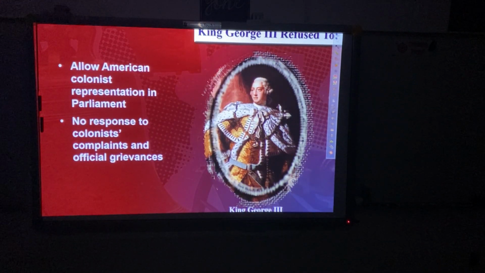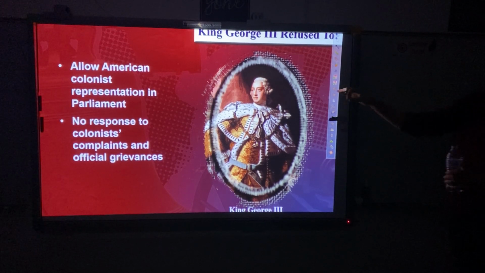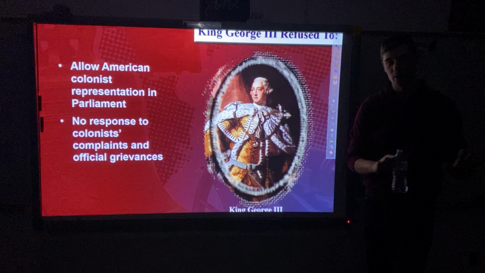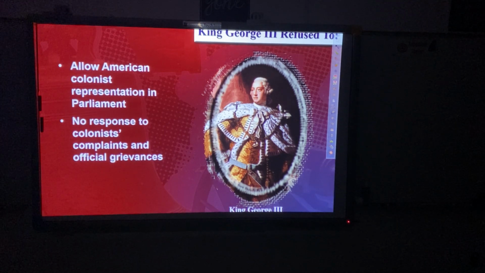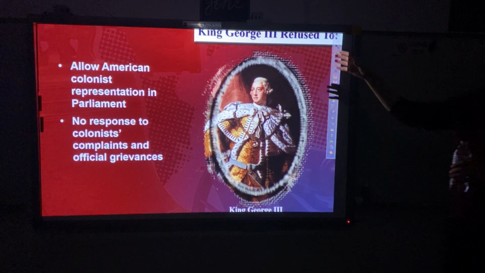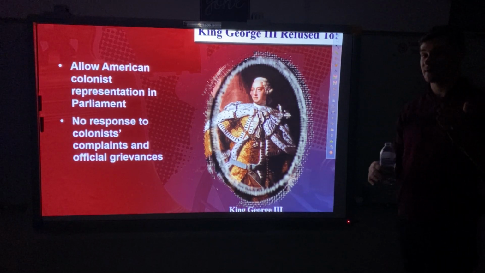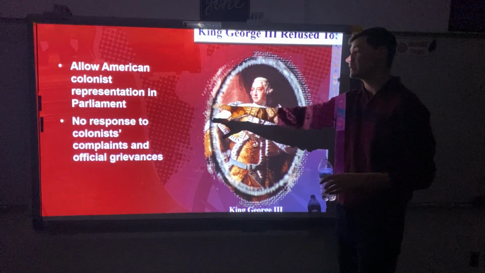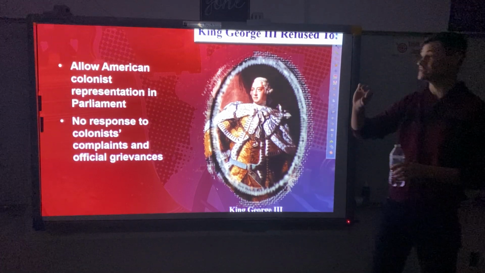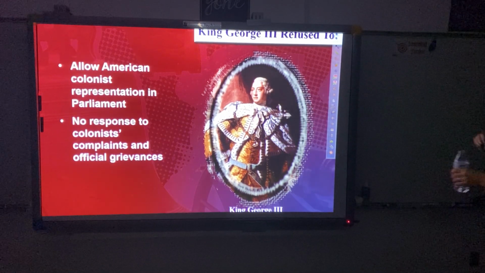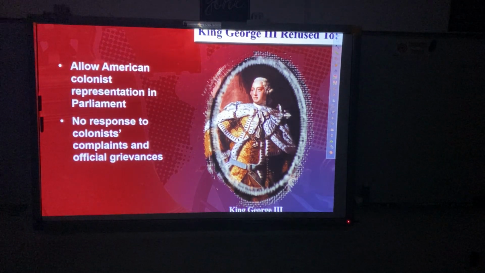So, King George III is going to refuse to allow American representation in Parliament. So he's going to say, no way. You guys don't have any representation in Parliament. You guys are over in the colonies. You don't need to be making decisions for what we have going on here. So no representation in Parliament, which is going to continue to be a problem. Remember how we talked about no taxation without representation? So he's going to continue to refuse to allow American colonists to be represented in Parliament. He's also going to have no response to colonist complaints and official grievances.